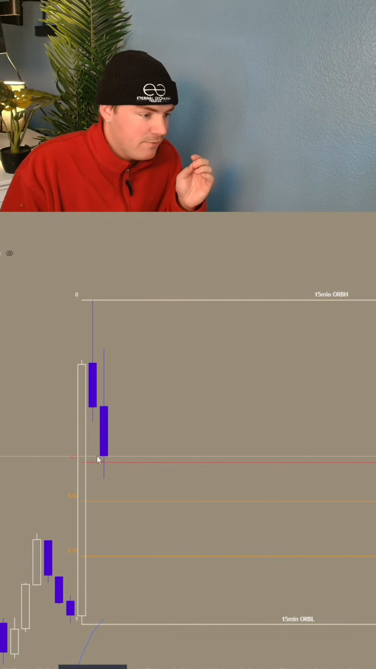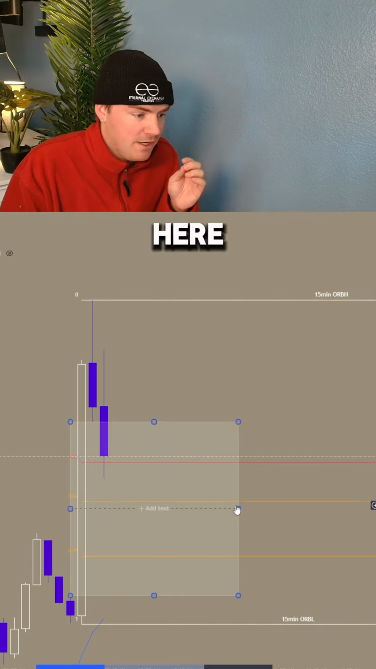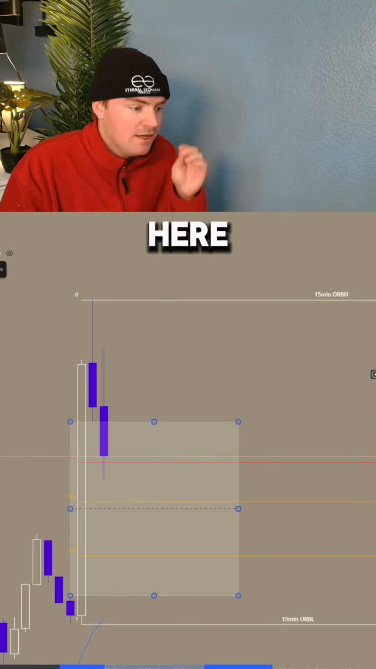I identify that we have a 5-minute bullish fair value gap right here at the 50% of the ORB. And now I see that price has swept sell side liquidity going into that 5-minute fair value gap and created a 1-minute bearish fair value gap as well. So I know that once price closes above this 1-minute bearish fair value gap, I now have my confirmation to target a long position. And this is how I combine my IFVG model into the 15-minute ORB.